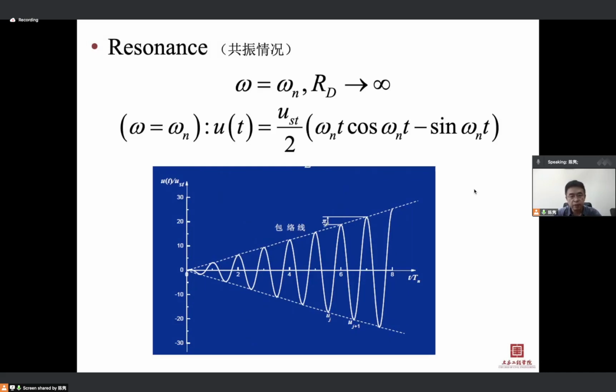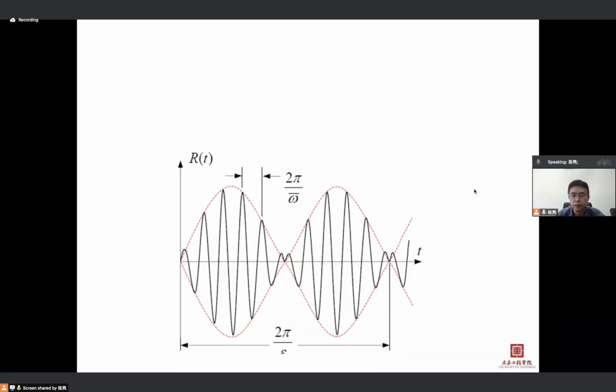It takes time to build up the amplitude. It doesn't become infinite at very short times. It takes time to do this. You can see we call this build up. Okay, build up. It takes certain times to do this.